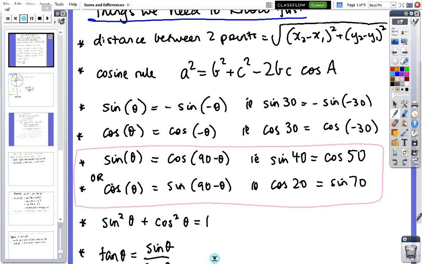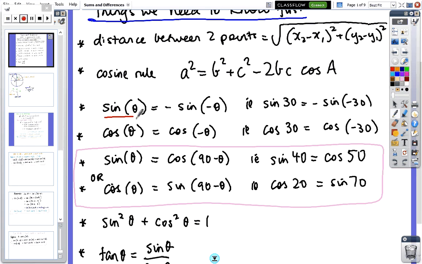So the distance between 2 points is from coordinate geometry. That's the difference in the x's squared plus the difference in the y's squared, so that's the distance between 2 points. The new thing that we've learnt this year, the cosine rule: a squared equals b squared plus c squared minus 2bc cos A. These next two you should be familiar with. It's to do with the quadrant.